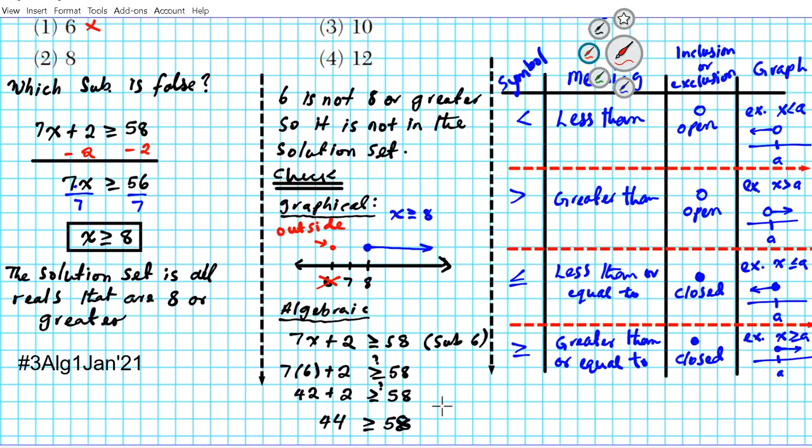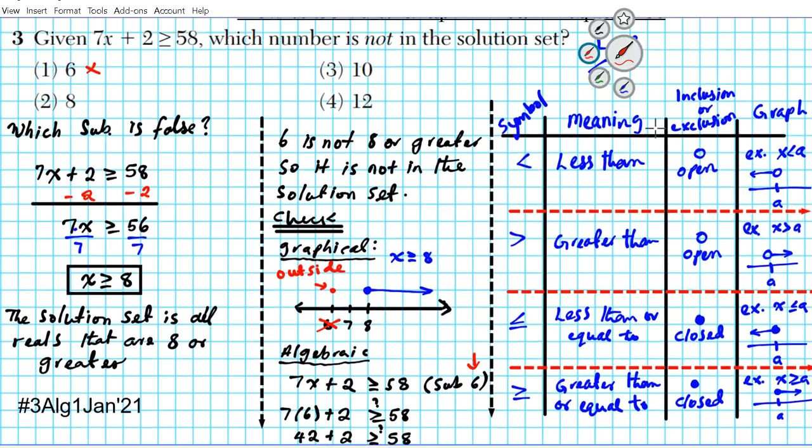So this is false. Anytime you do a substitution and end up with a false statement, that means what you substituted, namely 6 in this case, is not a solution. So we can see with certainty that the answer to question number 3 is option number 1. Okay, so that's how you solve and graph linear inequalities.